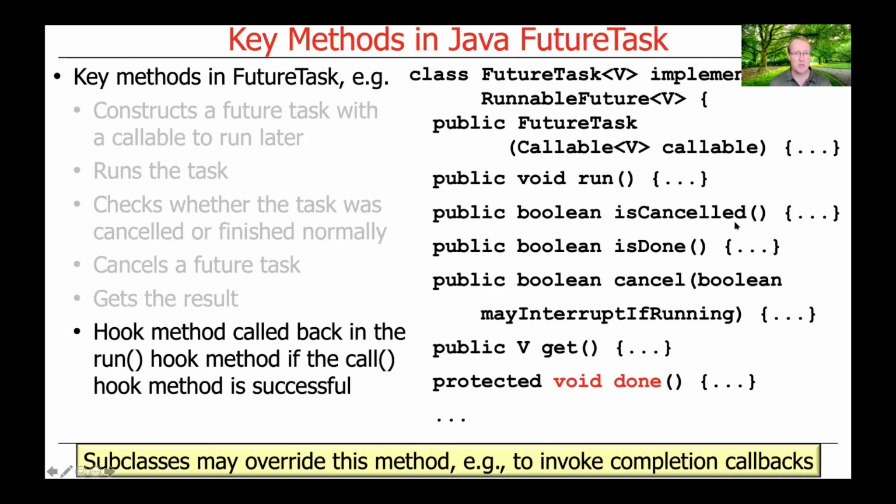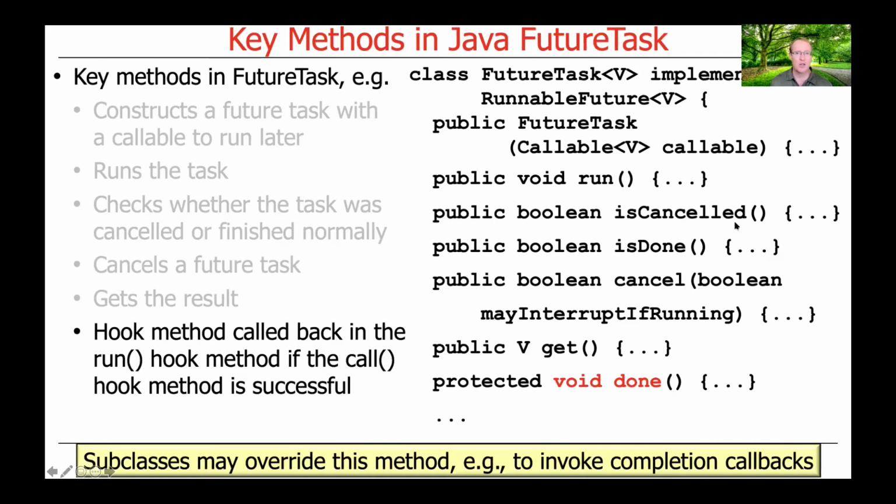And then the last method it has, which is one that the FutureTask adds above and beyond what it gets from Runnable and from the Future interface, is the done hook method. And this is the hook method that's called back in run if the call hook method that's invoked in the context of run is successful. So if we succeed in getting a result back when call is called, then the done hook method is called. And the reason for having this done method, you can see it's defined to be a no-op actually, but you can override it by extending FutureTask, and you can define what done does.